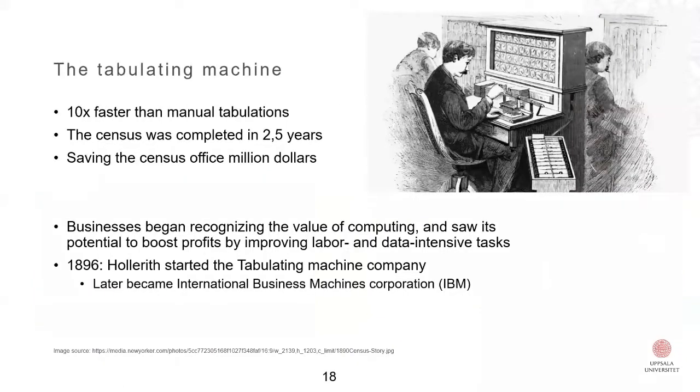So let's see what the results were. Here you see some people working with the tabulating machine and with the punch cards, which are fed to the machine. Using the tabulating machine was 10 times faster than manual tabulation. This is amazing. The census, instead of taking the 13 years it was estimated to take, took only 2.5 years. It saved the census office $1 million.